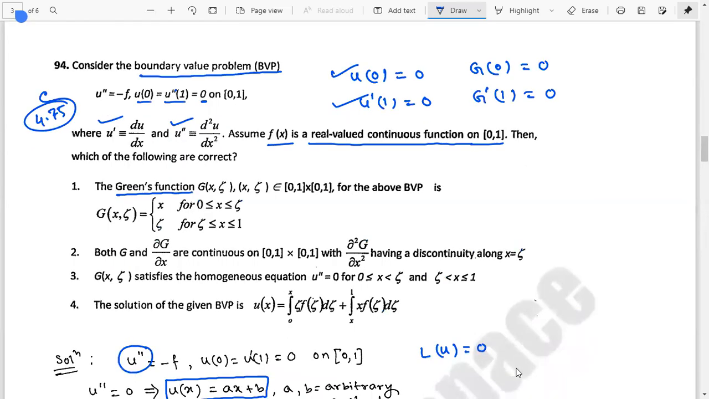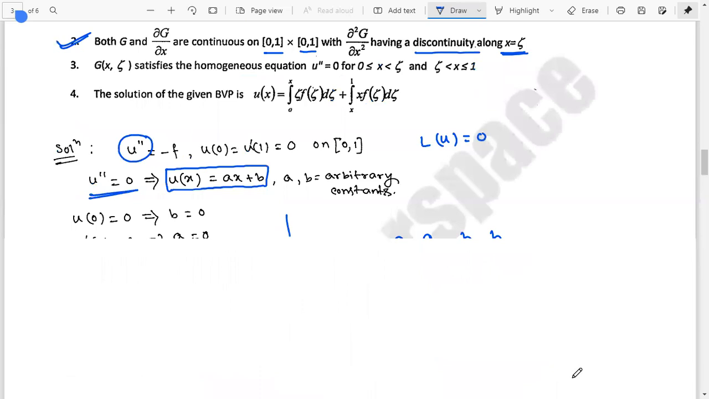Option 1 is saying that the Green's function G(x, ζ) equals x in this interval, and ζ in this interval. So option 1 is correct. Option 2: both G and ∂G/∂x are continuous on the closed interval [0,1] cross [0,1], with ∂²G/∂x² having discontinuity along x equals ζ. Yes, this option 2 is also correct by the property of Green's function.